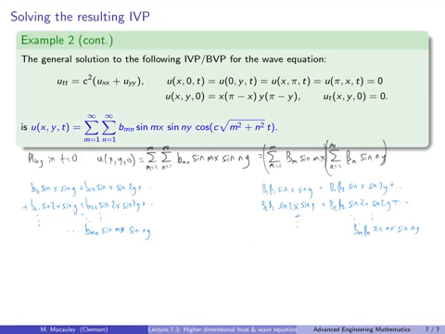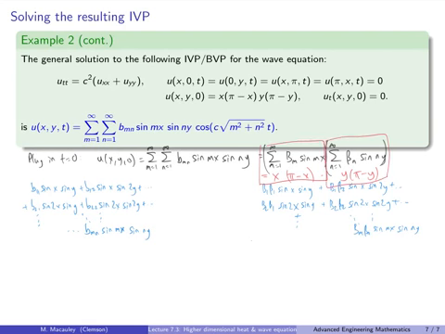And this thing here, I have to set equal to x times (pi minus x) times y times (pi minus y). So how do I write these? I have to write both of these in a Fourier series. So I have to set these things equal and these things equal. And we know how to do that.